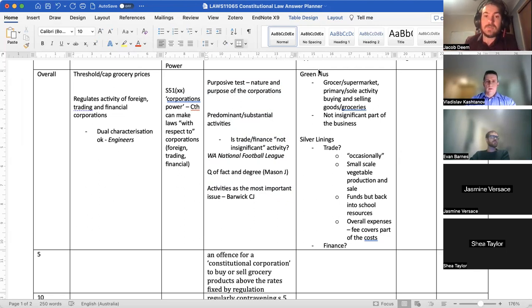Just catching up on the chat as well. So I think it depends on how much they rely on the income for trade and school resources. And could you mention if trading is so slight or incidental?